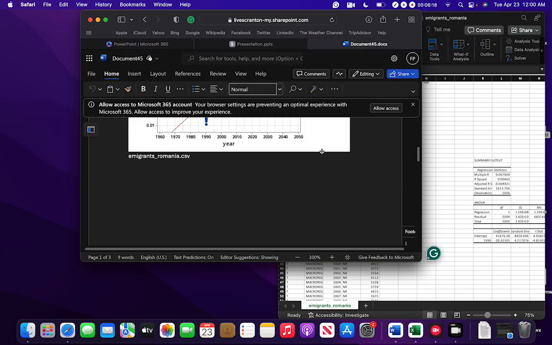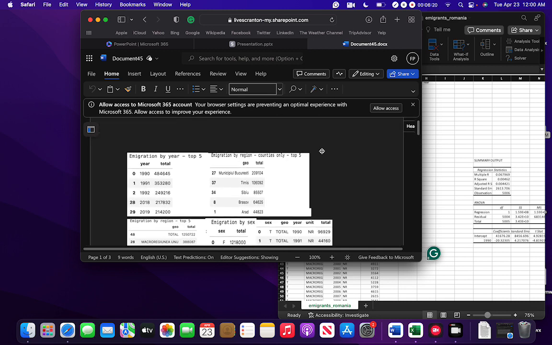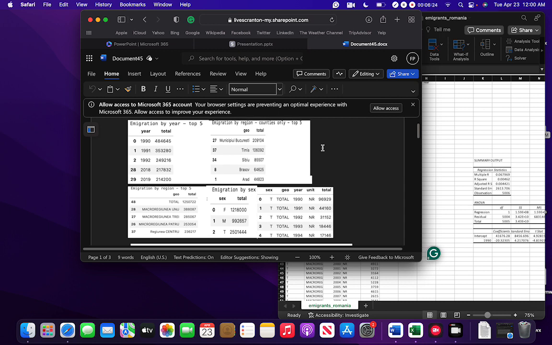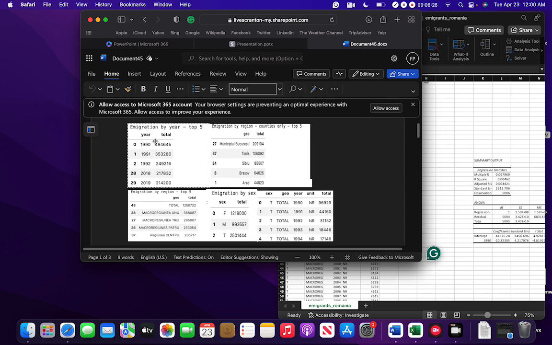Some other charts that I got were from Kaggle. These were some Python codes. The first one is immigration by year, top 5. As you can see, 1990 is first with 484,000, followed by 1991, then 1992, and then 2 later years in 2018 and 2019, showing that recently it's picked up again.